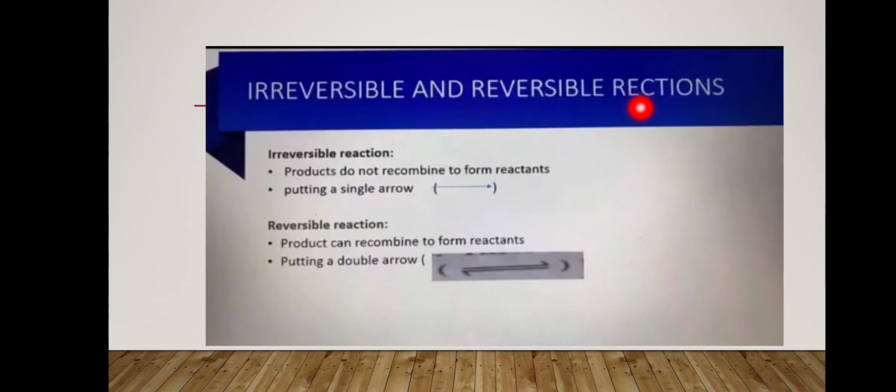Reversible and irreversible reactions. Irreversible reaction: products do not recombine to form reactants, putting a single arrow. Reversible reaction: products can recombine to form reactants, putting a double arrow. For example, in an irreversible reaction, the reactants combine to form a product, and the products are not converted into reactants. But in a reversible reaction, reactants combine to form a product and the product recombines to form a reactant.